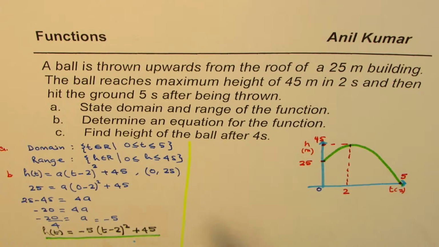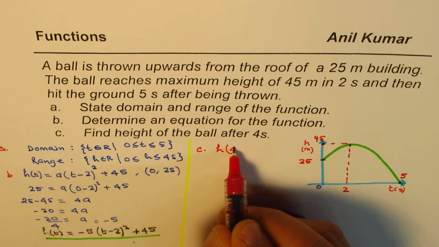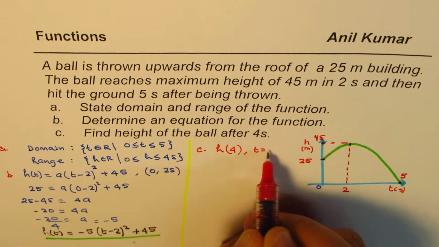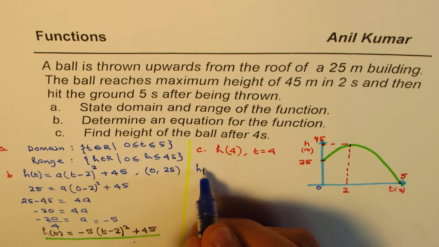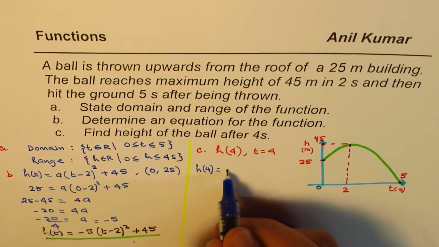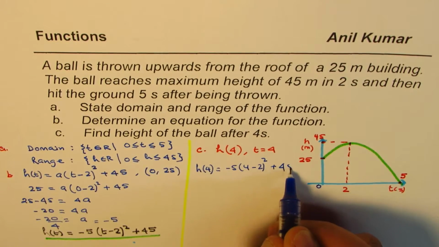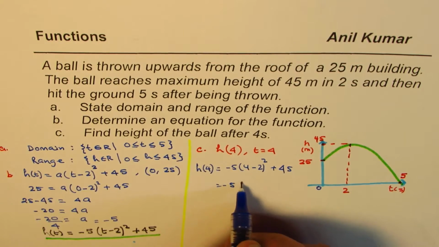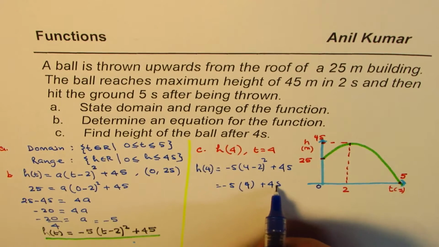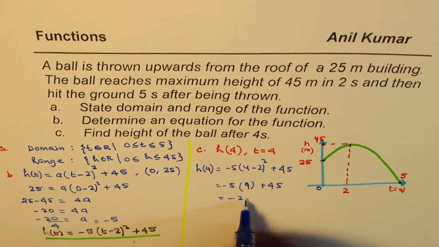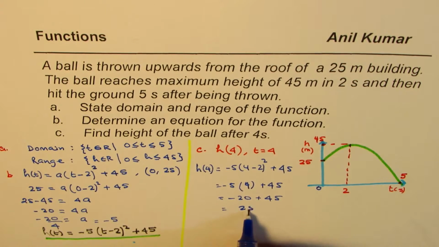And part C is find the height of the ball when t is 4 seconds. So we have to find h of 4, right? So when t equals 4, right? So let's substitute 4 in our equation. So we have minus 5 times (4 minus 2) whole squared plus 45. And that gives us minus 5 times, 4 minus 2 is 2, 2 squared is 4, plus 45, and that is minus 20 plus 45, and that is 25. Do you see that?